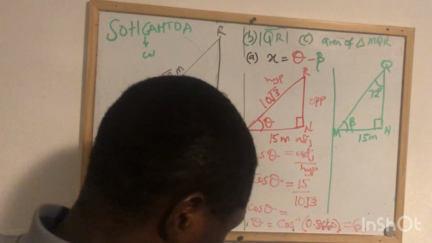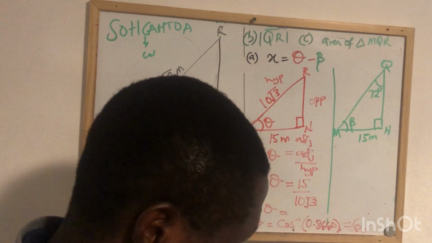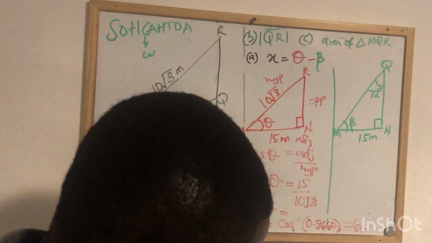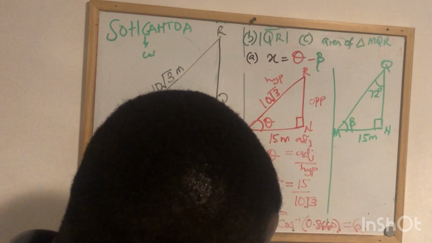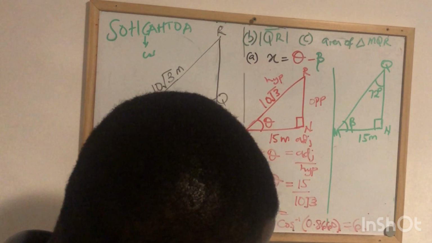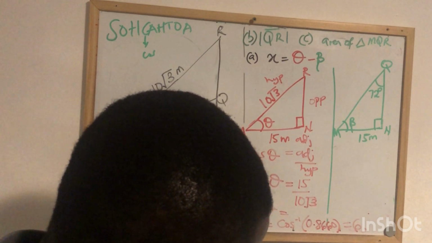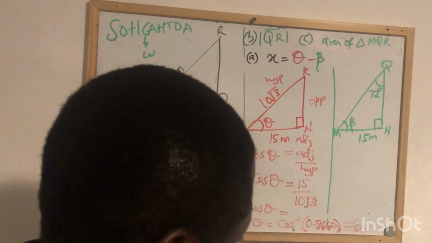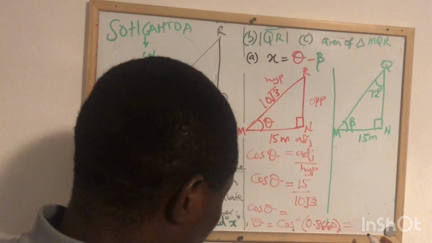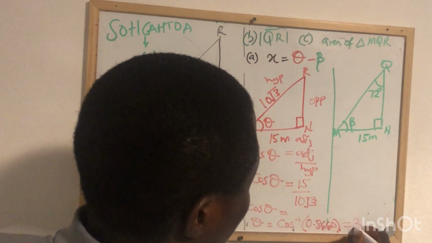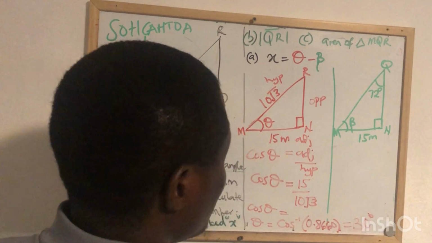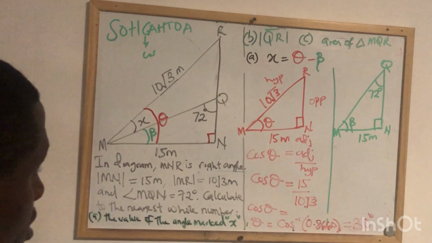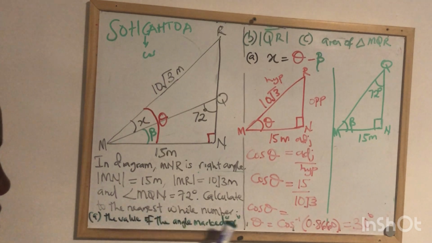But because we are asked to approximate, you cannot do it like that. Shift cos inverse of 0.8660. Okay, 30. Can you imagine? 30 degrees. That's why it's not good to be assuming. So this is 30 degrees. Approximately to one decimal place it gives 30 degrees, or to the nearest whole number, 30 degrees.